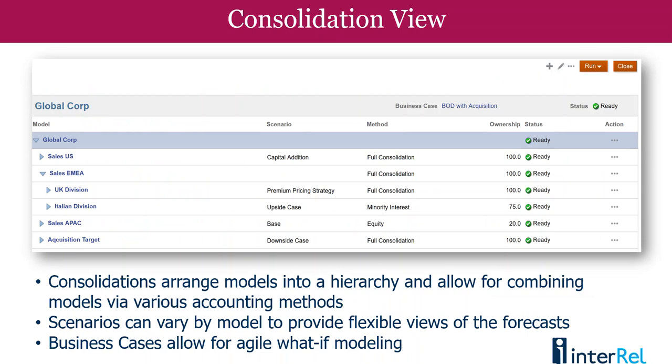Consolidations allow you to change ownership percentage and accounting methods: full, cost, equity, minority interest. You can use different scenarios, and a business case defines how child node scenarios are rolled up into the parent. It's defined by selecting the scenario to use for rolling up data to the parent model during consolidation and then defining the model characteristics. By defining different consolidations that use different business cases and have different model characteristics, you can analyze how these different business cases affect the business at a more global, consolidated level.